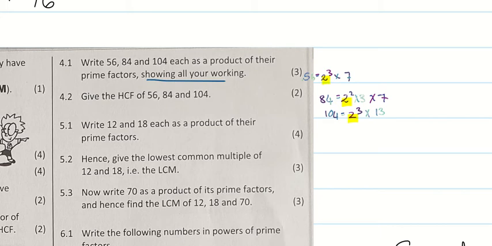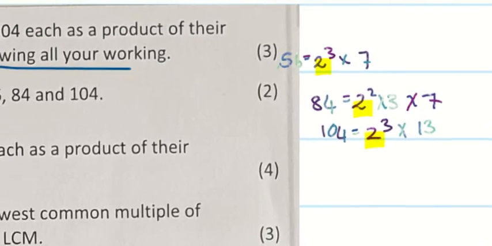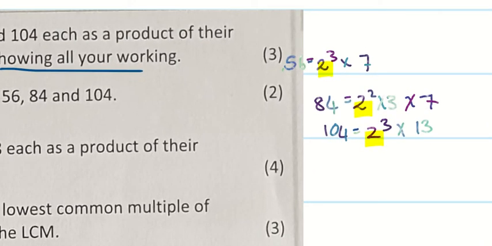On the screen you will see they have written 56 as a product of its prime factors. So it will be 2 to the power of 3, which equals 8, and 8 times 7 is equal to 56. Then 84 is 2 to the power of 2 times 3 times 7. I hope you all got that right. And then 104 is equal to 2 to the power of 3 times 13.